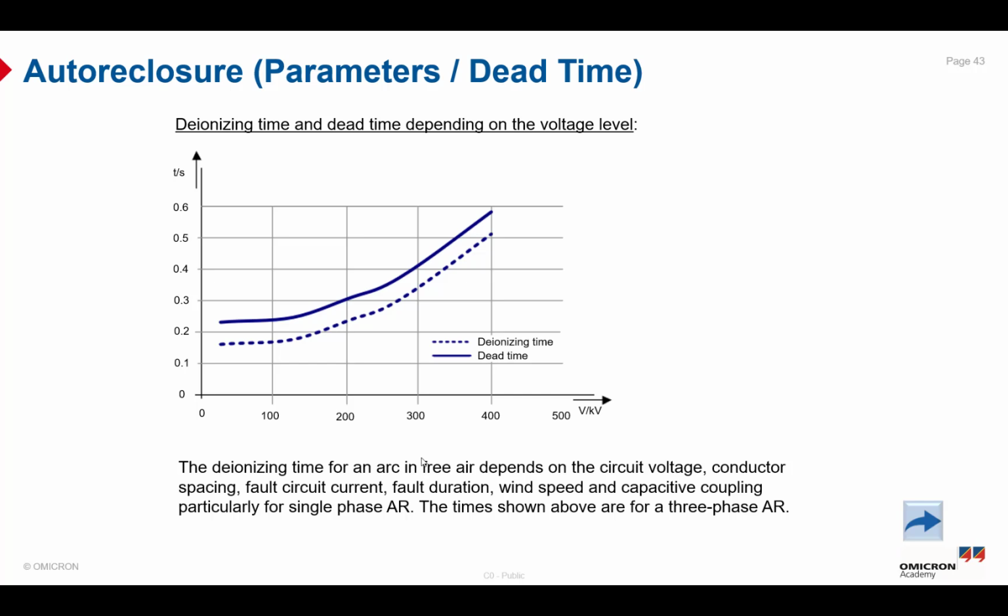As you can see from our graph here, the dotted lines represent the deionizing time, and the solid blue line represents the dead time. So here is the relation between the voltage and the time in a scalar view. And here is the definition of the dead time: it is the time starting after the circuit breaker has tripped until the circuit breaker is ready to be reclosed again. So here is the dead time and the meaning of the deionizing time.